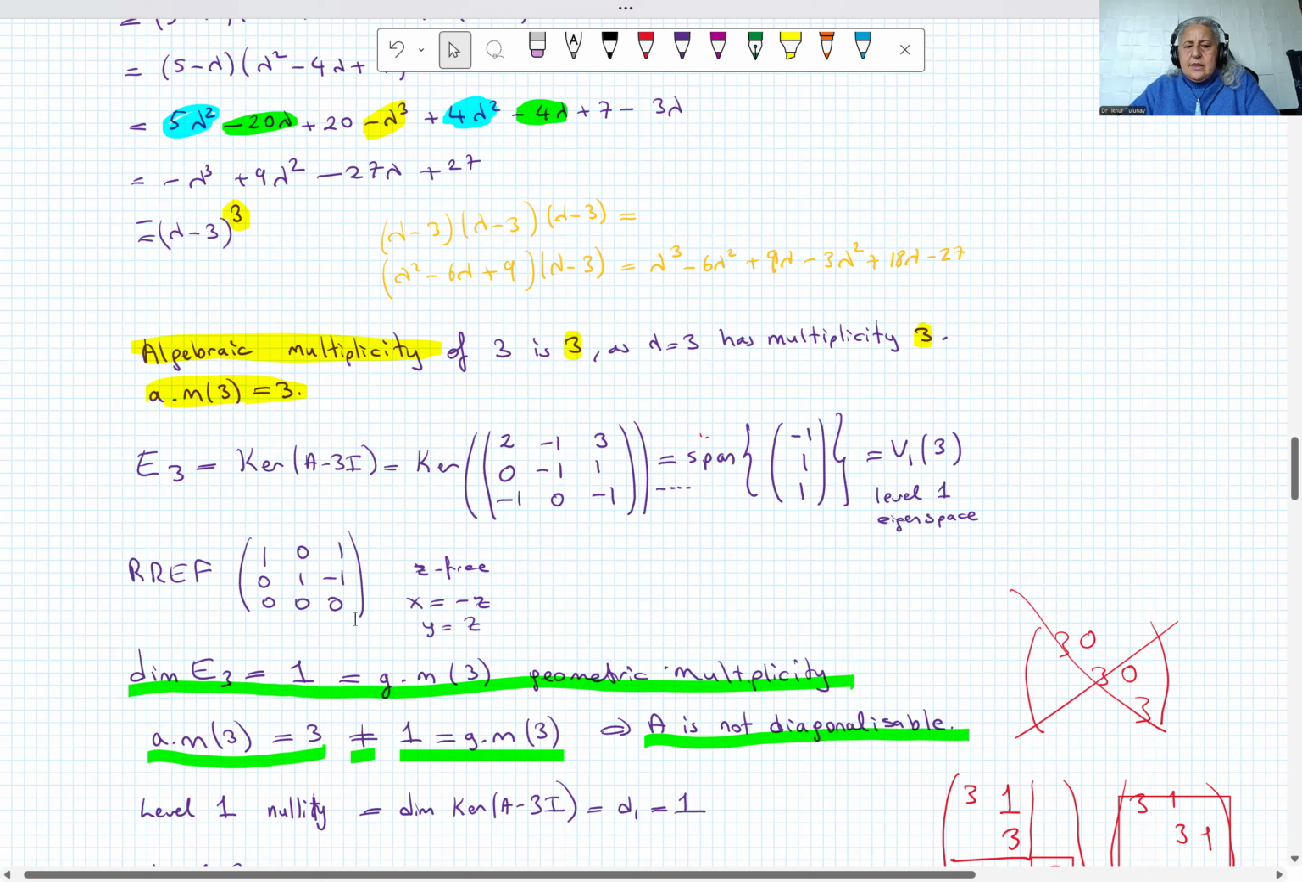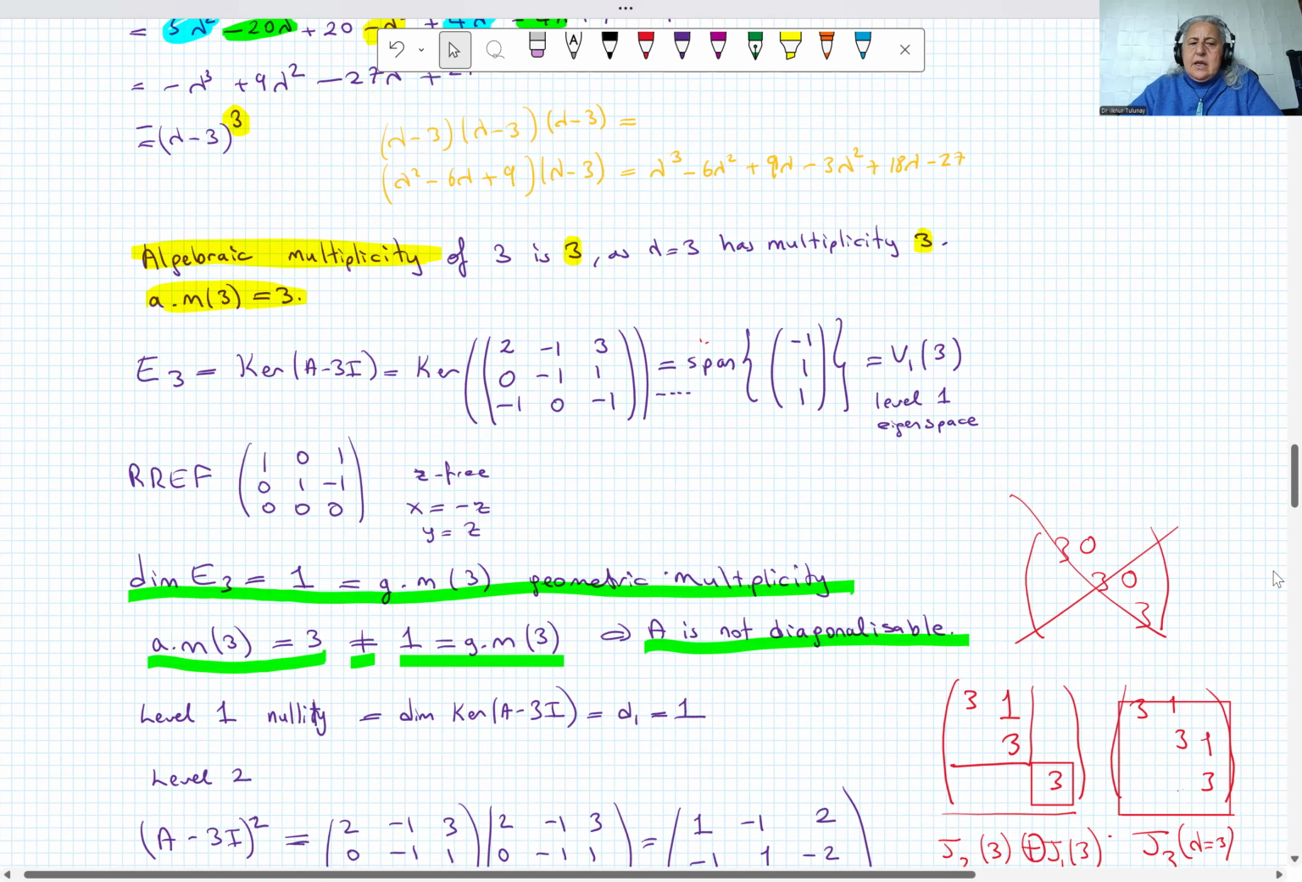the last row says that z is a free variable, and the second row says that y is equal to z. The first row says that x is equal to minus z. That will give you a basis of minus 1, 1, 1, which is the vector that is a basis of the eigenspace E3. Basically, we call this one an eigenvector corresponding to the eigenvalue. But we know that every vector here is an eigenvector.